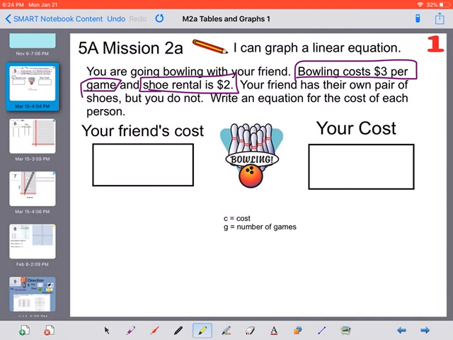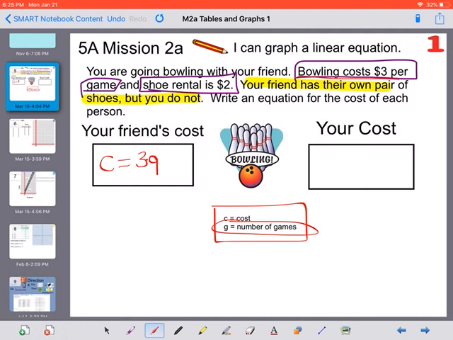So, key words here, that your friend has their own shoes, but you do not. So, you need to buy shoes, your friend does not. So, down here, it says C is going to represent the cost, and G represents the number of games that we bowl. So, the cost for your friend is going to be what? Well, your friend has to pay for bowling, and each game costs $3. But we don't know how many games that we're playing, so we're going to use G to represent the number of games. So $3 times however many games we play.